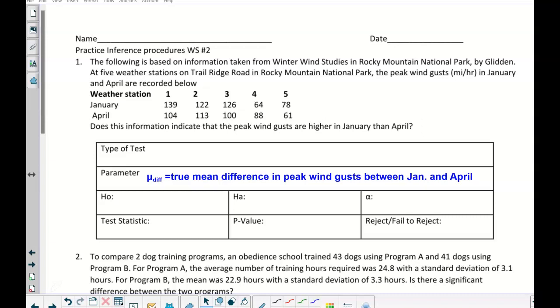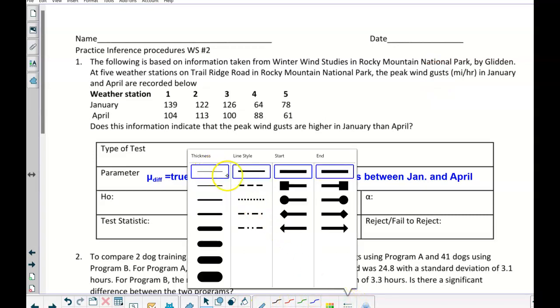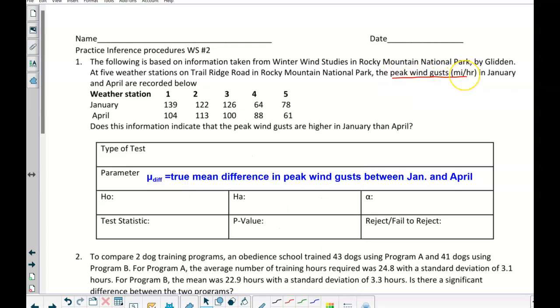So for example 1, we have data from 5 weather stations from Rocky Mountain National Park, and they provide the peak wind gusts in January and April. So the variable of interest is the peak wind gusts, which is a quantifiable measure.